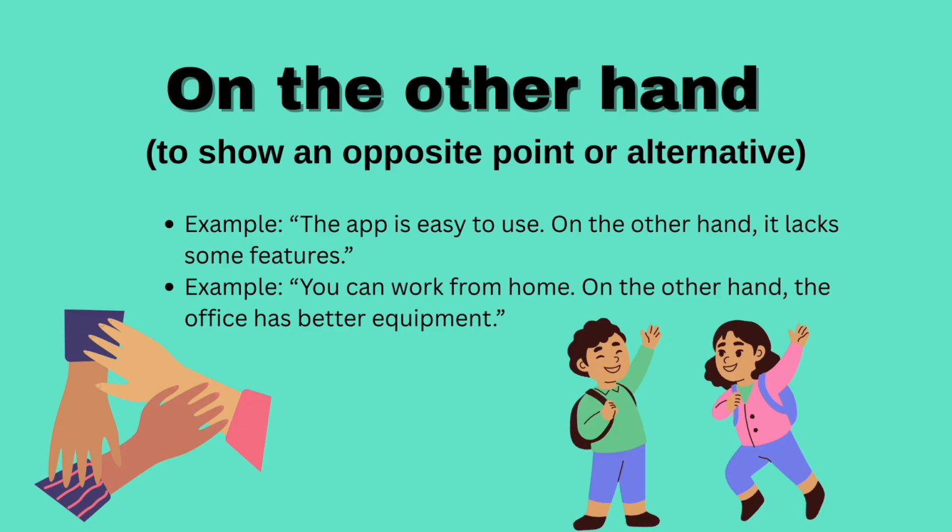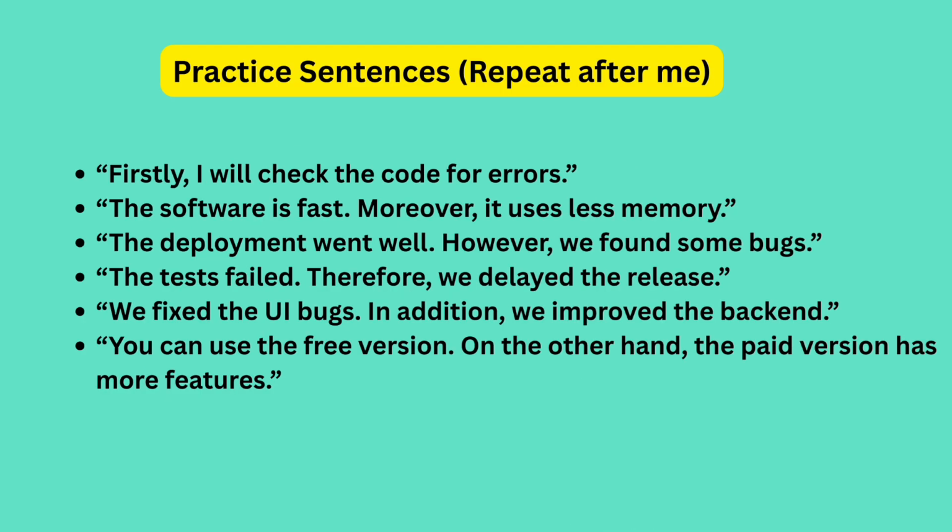Next example, you can work from home. On the other hand, the office has better equipment. Here you can see you can work from home, but you still have the option of the office. Their equipment is very good, or you can say it's an alternative to working from home. So these are all the examples. Now we'll go to the next slide.